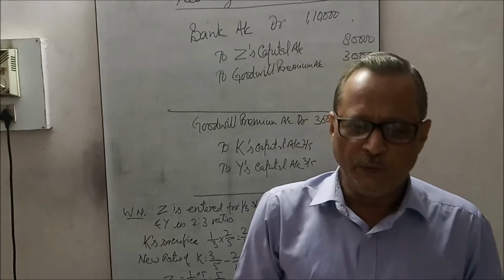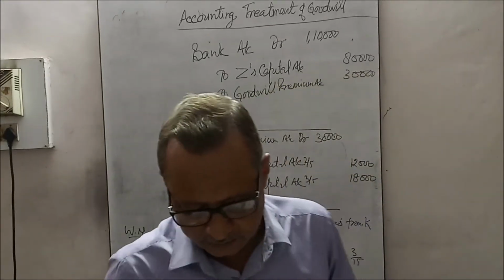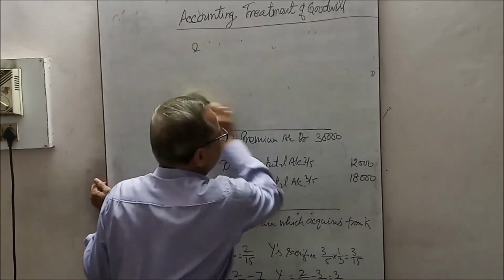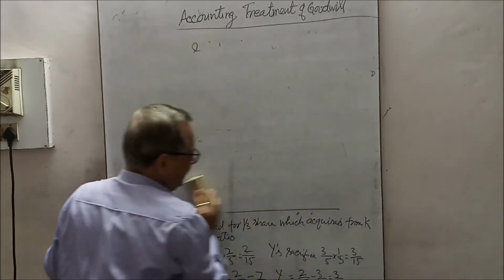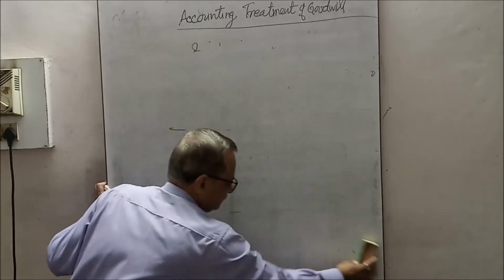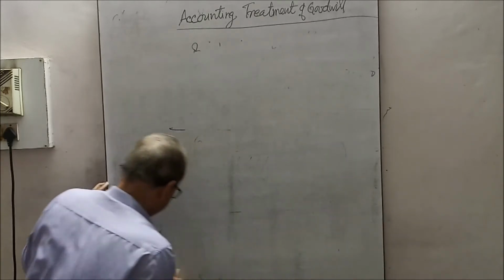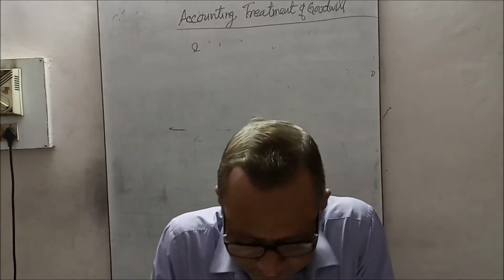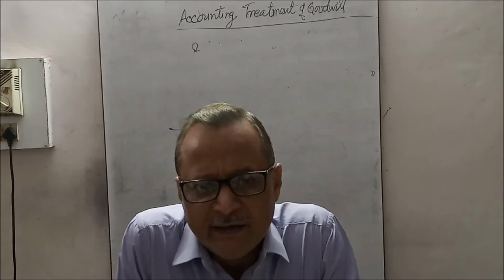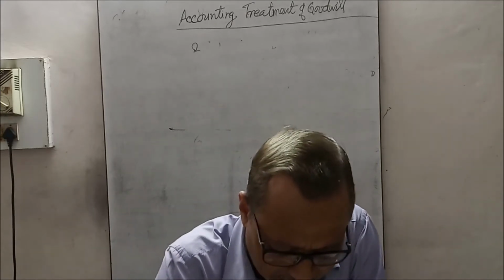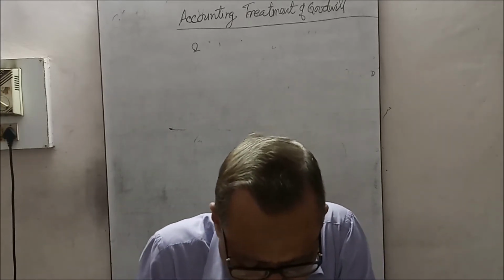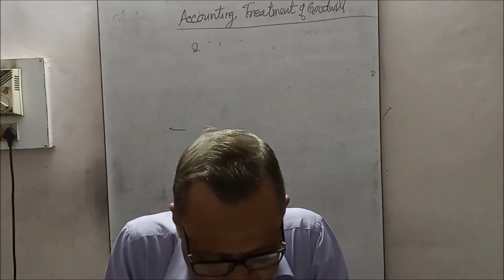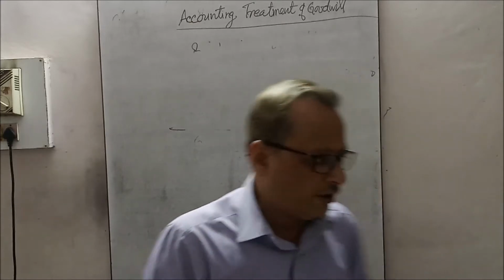Now we'll take another example, that is example number 21. This example was 19B, which you have already solved. Now example number 21, where the new partner, or coming partner, is not able to bring the cash for his share in goodwill.